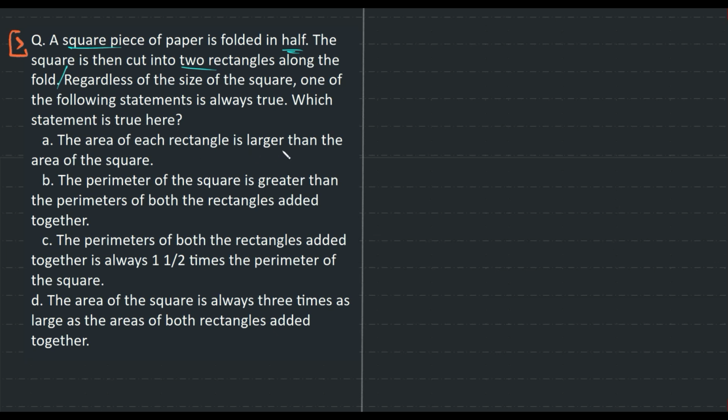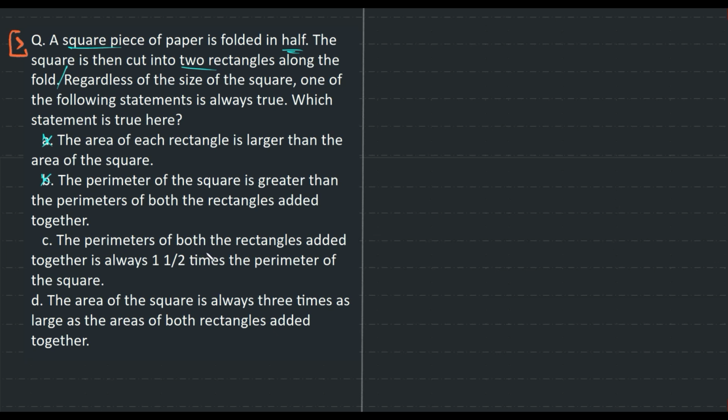The area of each rectangle is larger than the area of the square. Maybe it is actually. Oh, not each rectangle. No, that's not true. The perimeter of the square is greater than the perimeter of each of the rectangles added together. This is false.